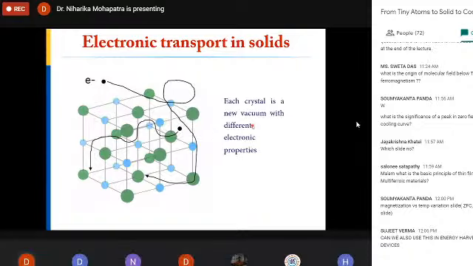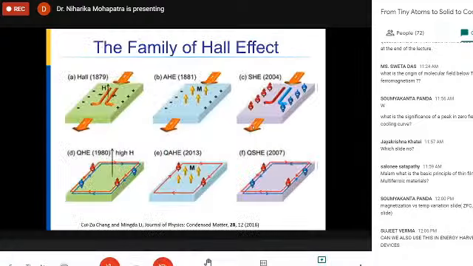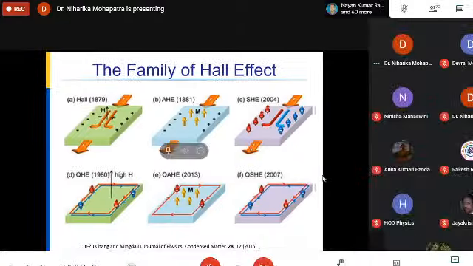So this is basically what we are looking at: the properties of the solids. Okay, so electronic transport. Now I'll come to the type of transport. We are not looking at simple electrical transport, but Hall transport. And this is the family of Hall effects that we generally see.